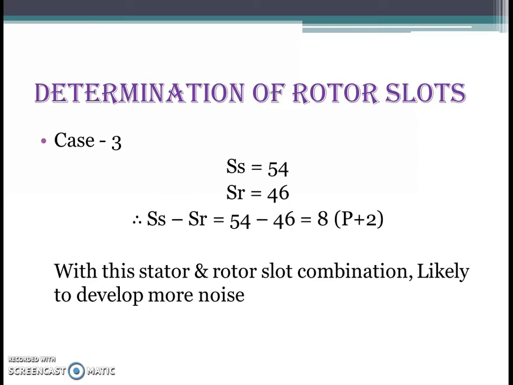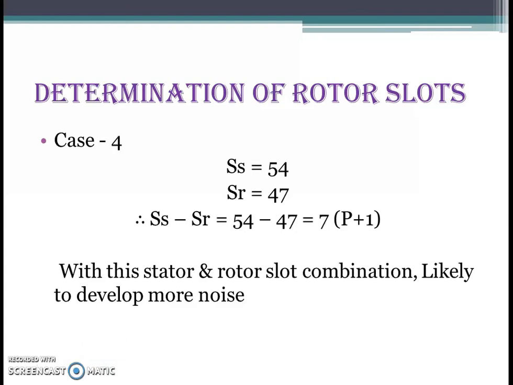Suppose we take case number 3. Again, stator slots are 54. Rotor slots, now we have considered 46. So the difference of stator and rotor slots, that is 54 minus 46, is equal to 8. Now 8 is P plus 2. P is our number of poles, and we know that it is 6. So 6 plus 2, that is 8. With P plus 2, this stator and rotor slot combination is likely to develop more noise. So this combination should also be avoided.